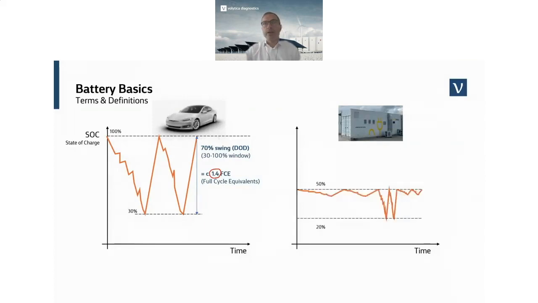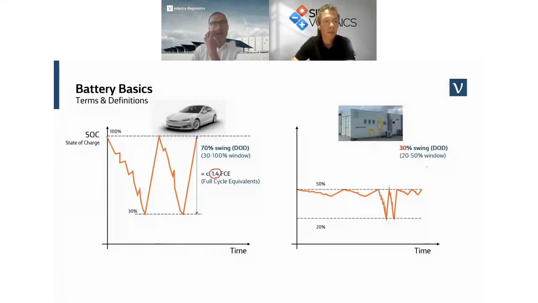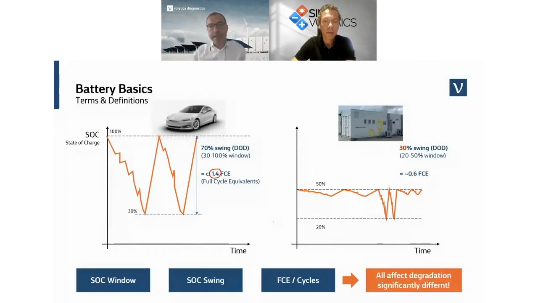Battery storage could look like that, idling at 50%, and then frequent dips up and down, where you have a 30% swing in a 20 to 50% window. Why is that so important? Because this SOC area in which you operate, next to temperature, is affecting the degradation significantly.